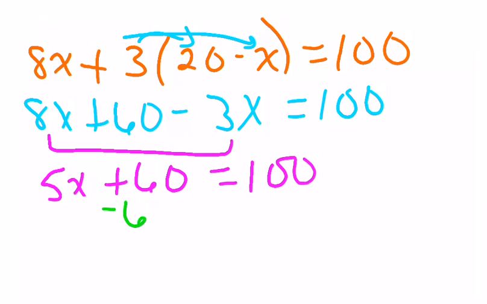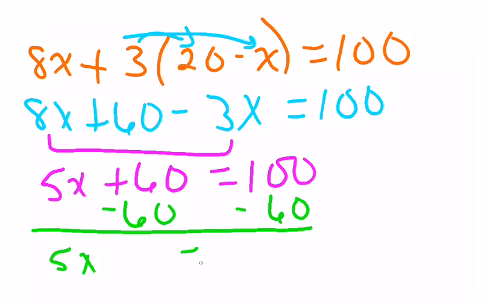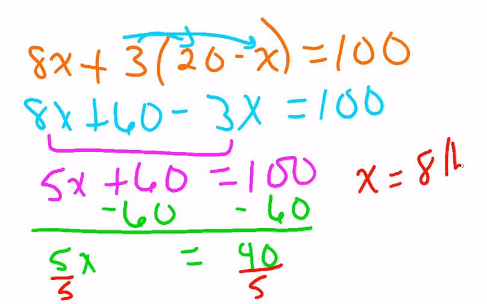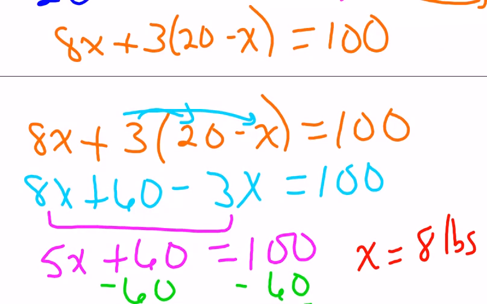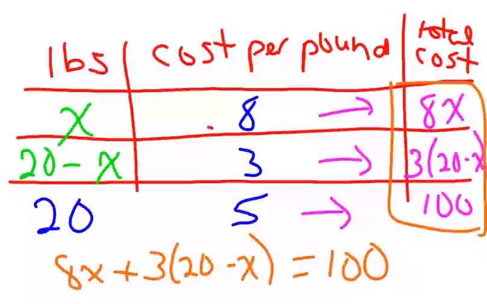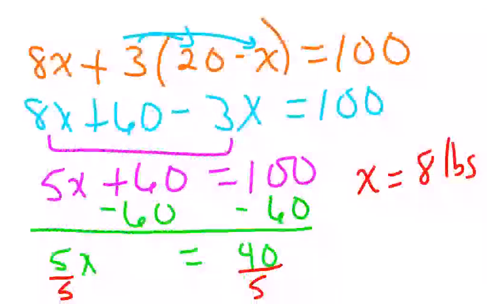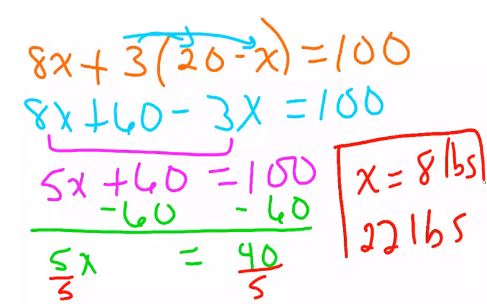So we want to subtract 60 from both sides, and we get 5x equals 40. And last but not least, divide by 5, and we get x equals 8 pounds. So x is the one that costs $8 per pound. So then we know that 20 minus x is the other one. So the other one is 20 minus 8. So 12 pounds for the other type of chocolate.